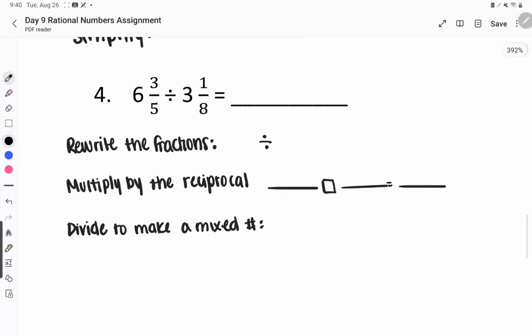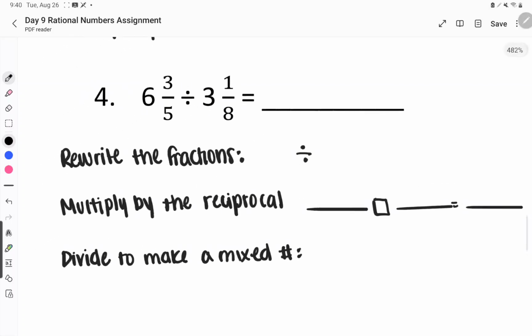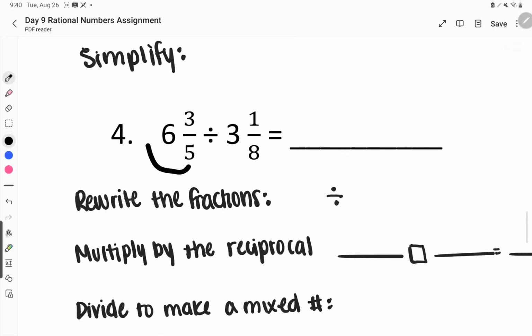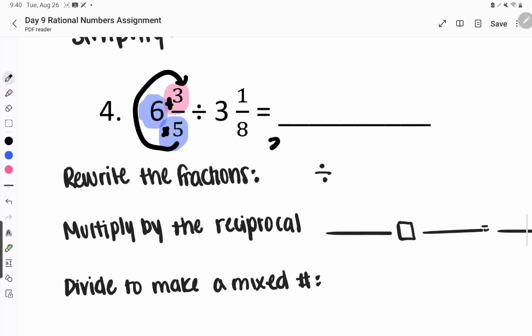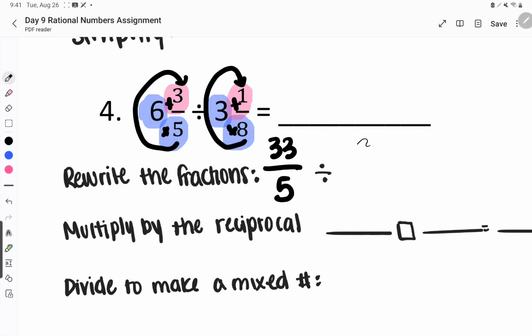For the next one, we've got to make sure we don't have these as mixed numbers, so we will turn these into improper fractions. So we're going to do the Texas method. We're going to go around the world and land in Texas. We'll start with 5 times 6. 5 times 6 gives me 30, and then we'll add the 3 at the top, and that's going to give me 33. 33 over my previous denominator of 5. Do the same thing here, go around the world and land in Texas. We start with 8 times 3. 8 times 3 gives me 24, and then we add the 1 at the top to get 25. So we have 25 over 8.